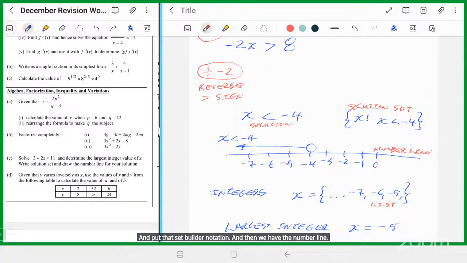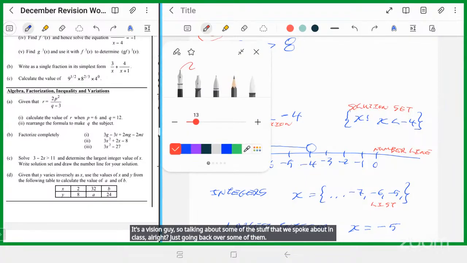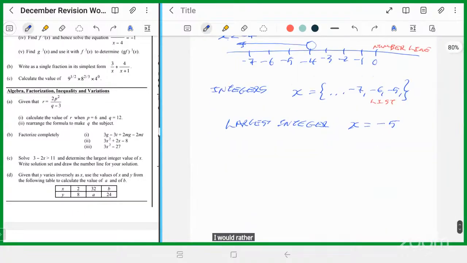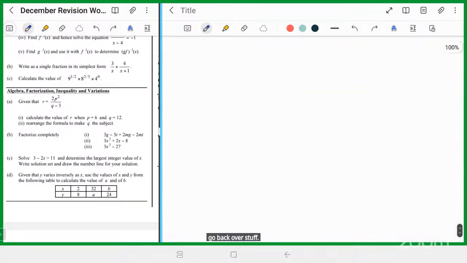And they could have also asked you to list the values, something like this. They ask you to list the values, and that's if they were integers. Alright, so that is that for that question. But good. This is revision, guys. We're talking about some of the stuff that we spoke about in class. We're just going back over some of them. We spoke about all these things in class already, but we have to revise and review and go back over stuff. It's in the head there somewhere, so I just need to bring them out again.